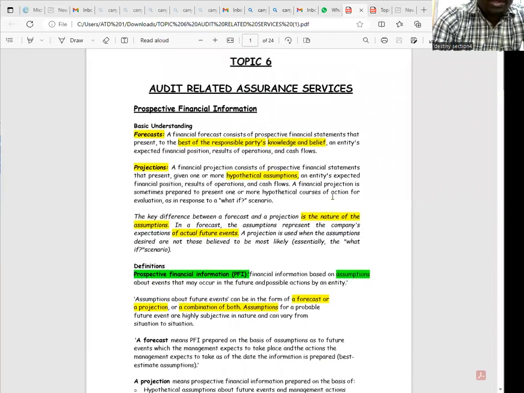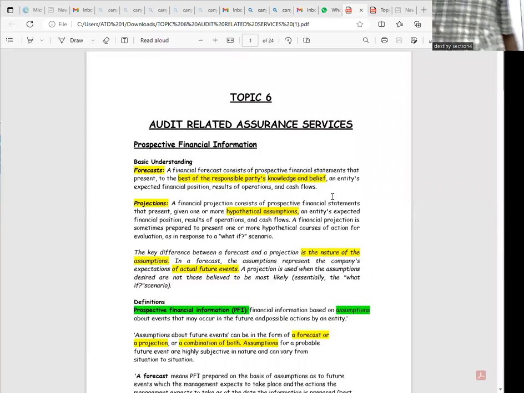So there we go. I think that's it. So we begin with the prospective financial information. There are certain basic terms that we should be conversant with, being able to understand the difference between prospective financial information and what you call a projection and a forecast. What's the difference between a projection and a forecast?